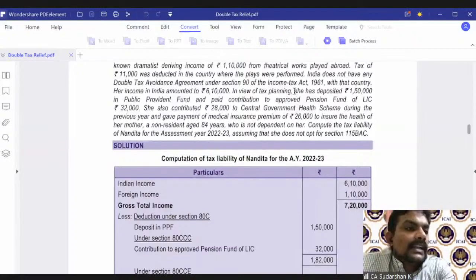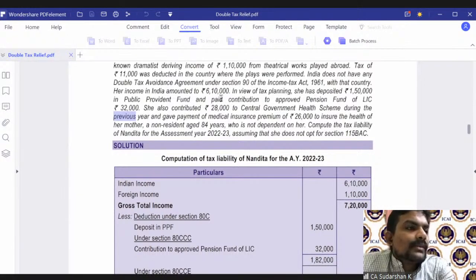In view of tax planning, she has deposited 1,50,000 in PPF and paid a contribution to an approved pension fund of LIC of rupees 32,000. She also contributed 28,000 to the central government health scheme during the previous year and made a payment of medical insurance premium of 26,000 to insure the health of her mother, a non-resident aged 84 years. Compute the tax liability, assuming she has not opted for the alternative regime under 115BAC.